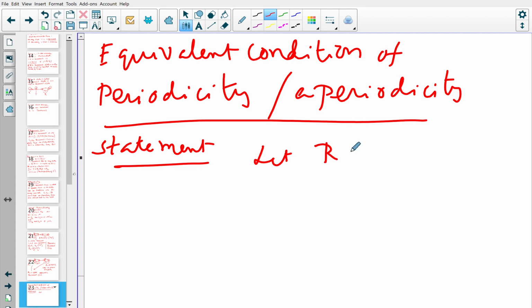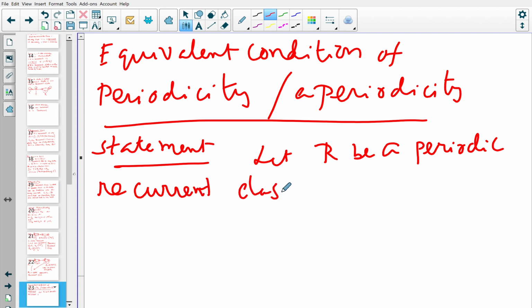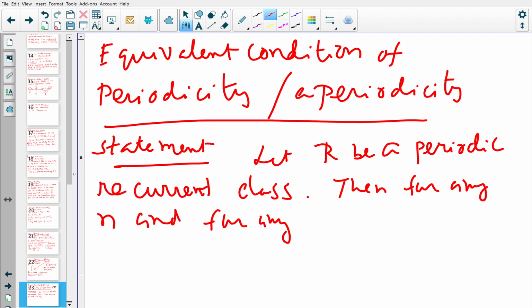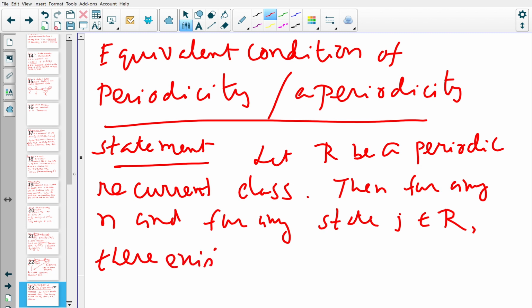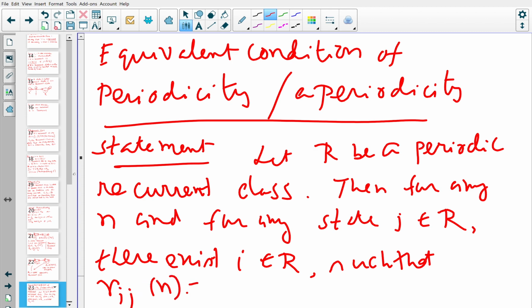So let R be a periodic recurrent class. Suppose R is a periodic class, then for any n, and for any n means n many steps, at time n, and for any state j belongs to R, there exists i belongs to R such that the transition probability from i to j in n steps is 0. Okay, so what does that mean?